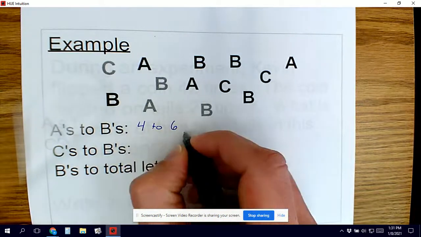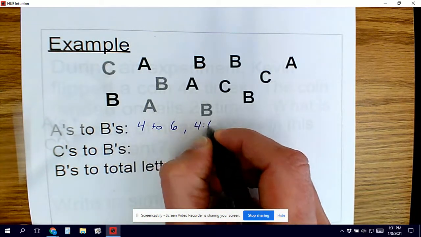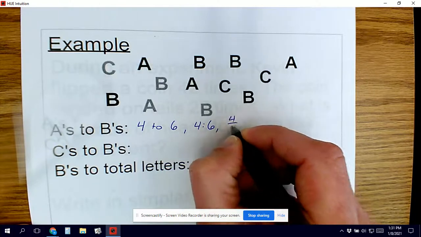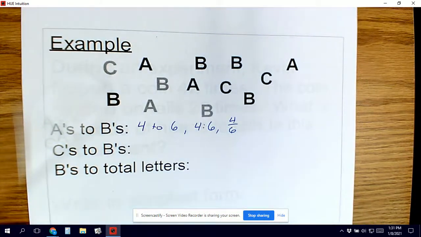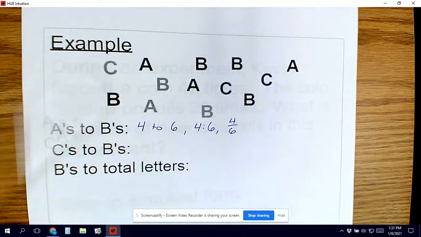A's to B's is 4 to 6, and whichever method you choose to write 4 to 6, any of those are correct. And you could also reduce 4 to 6 down to 2 to 3 if you wanted to.